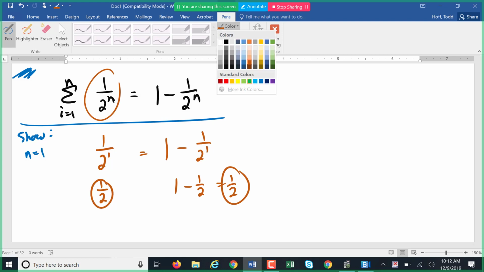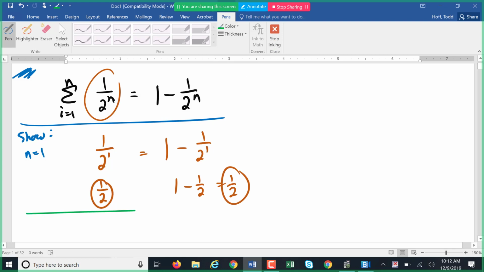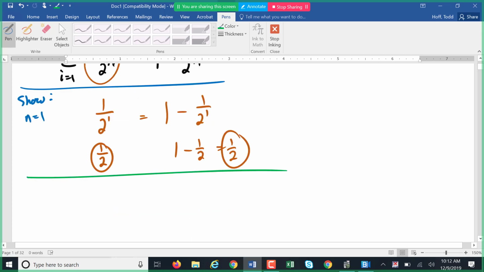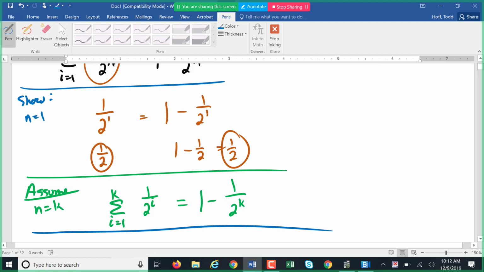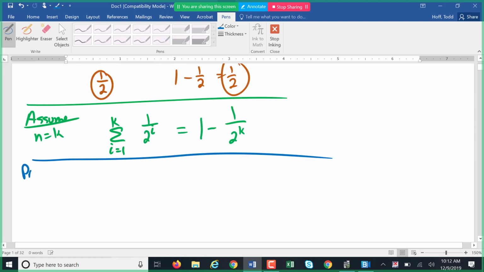So it's true for n equals 1. If we assume it's true for n equals k, then we are saying the summation for i equals 1 to k of 1 over 2 to the i is equal to 1 minus 1 over 2 to the k. So that's assumed. Now we need to show or prove for n equals k plus 1.